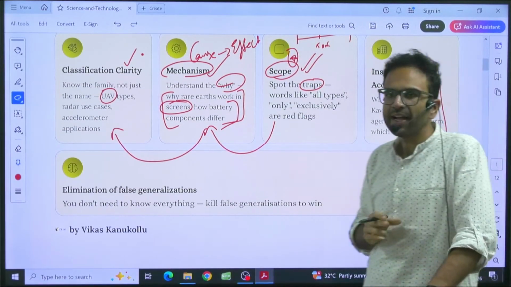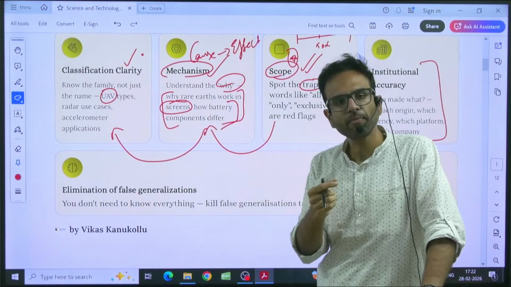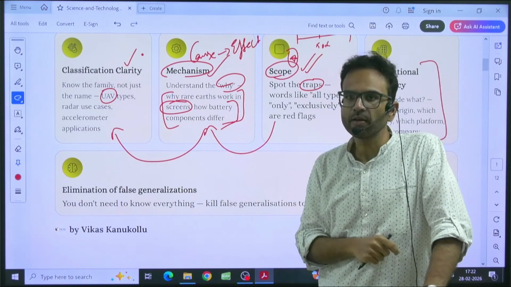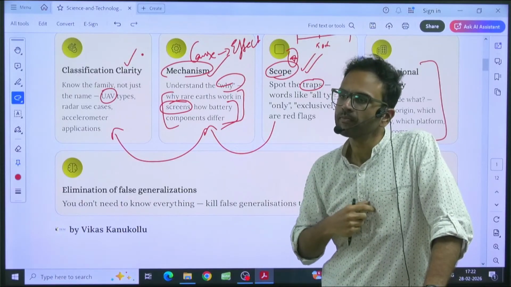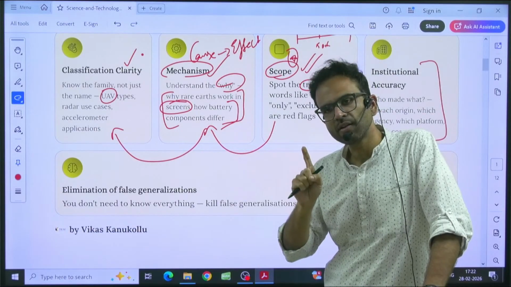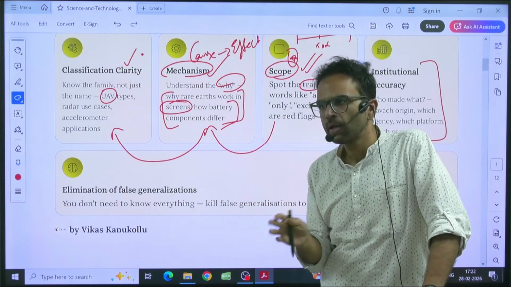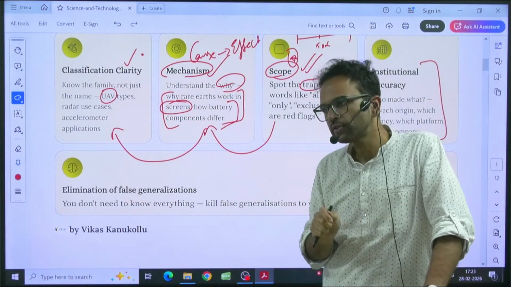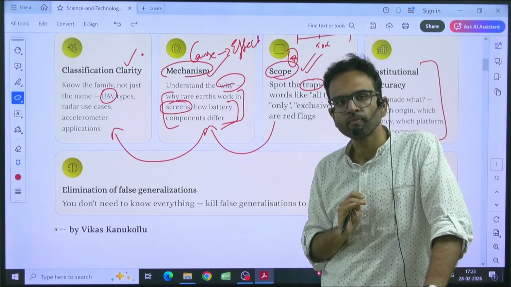Usually you will see that UPSC changes the name of the organizations where the scientific innovations take place. This is an old pattern. It's very likely that UPSC will change this pattern this time. But whenever you are looking at an organization in news, be careful from now on.